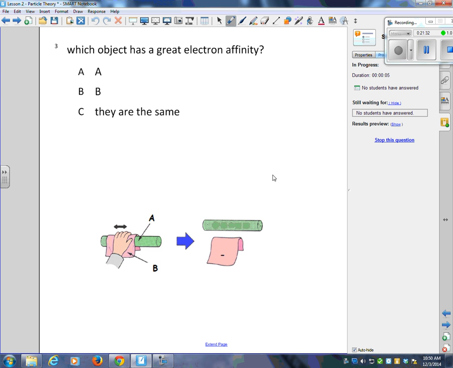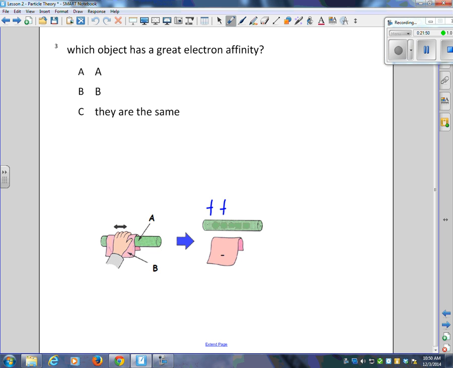Last one. Which object has greater electron affinity? We'll go back to the chart. Actually, you don't even need to do that. Which one has greater electron affinity? Think about it.